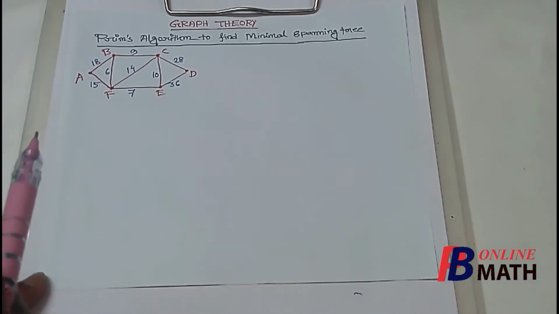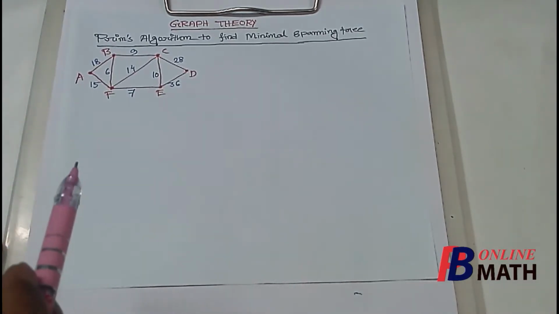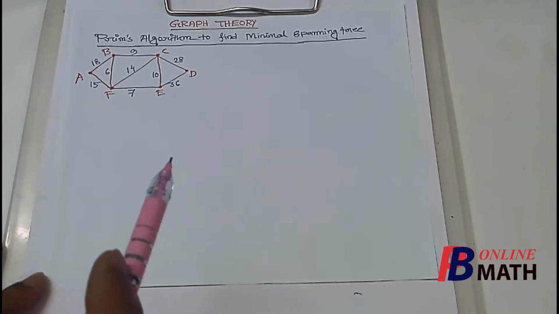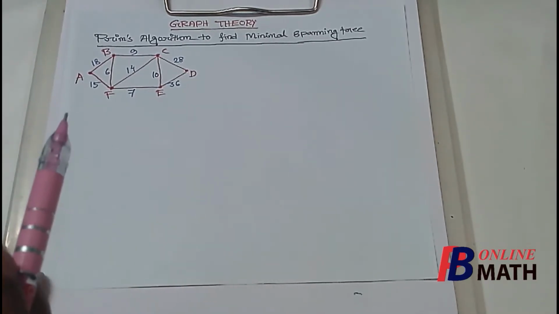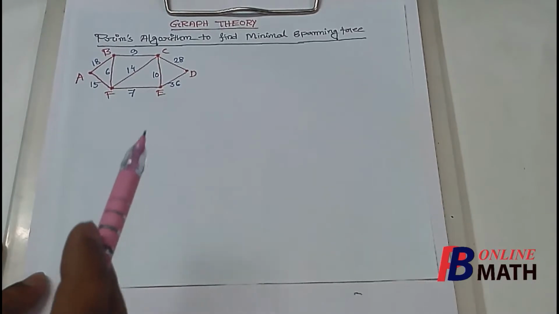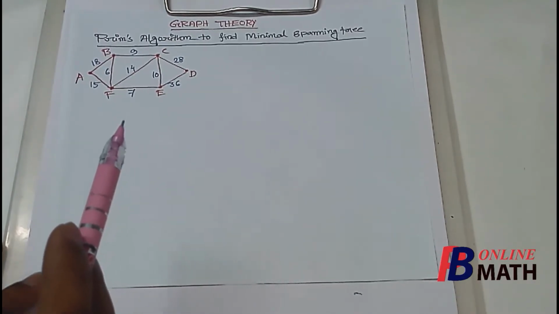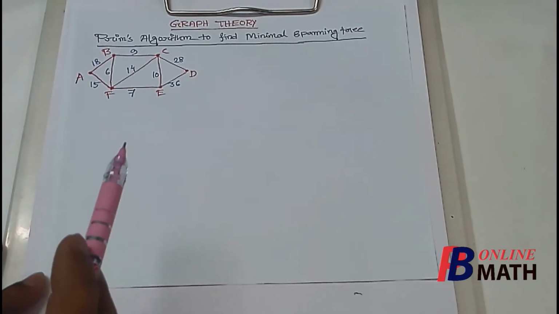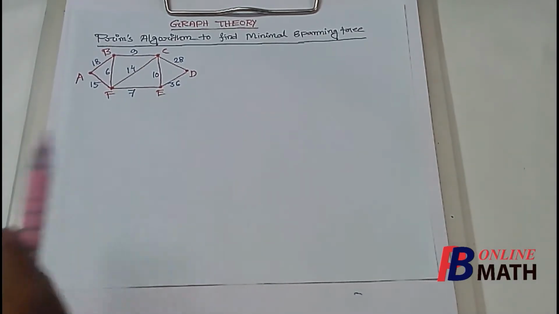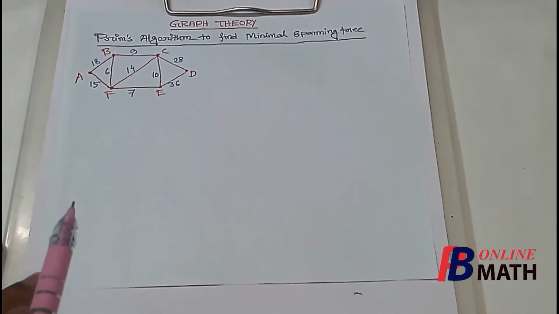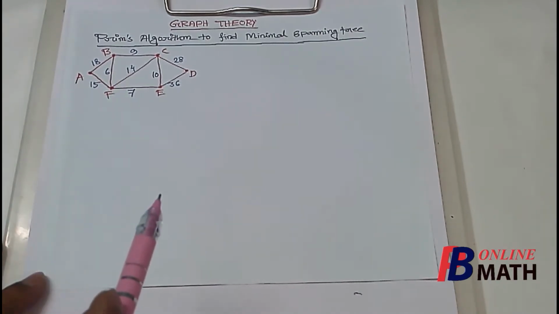We know that a minimal spanning tree is a spanning tree having the minimum weight among the spanning trees. So what is a spanning tree? A spanning tree of this weighted graph is a subgraph of this graph which must be a tree and contains every vertex of this graph. So we shall find a tree which will contain every vertex of this graph.